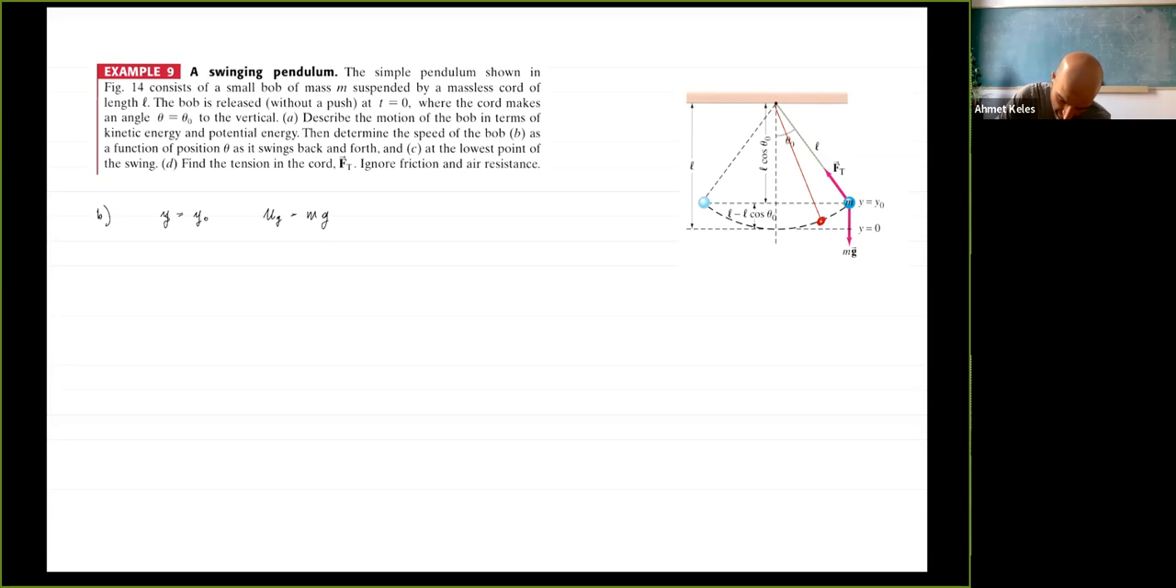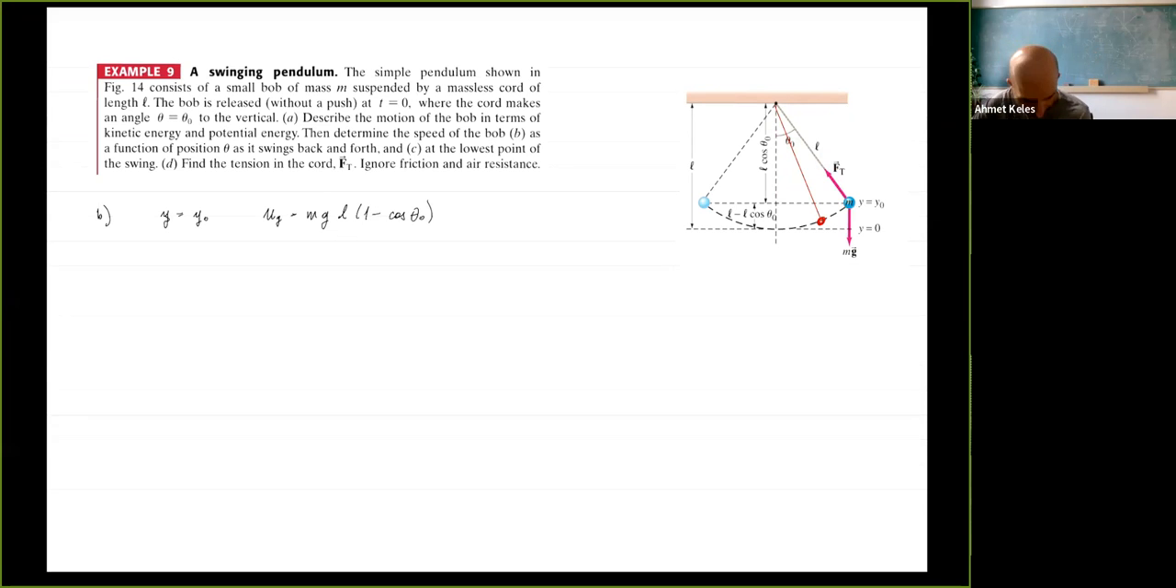Mg y naught, but I think I can calculate it in terms of angle. If this angle is given here, this is L. I can project it to here. This is L cosine theta. And the difference here, L minus L cosine theta, is my net height. So let me write it in terms of this. This is going to be mgL(1 minus cosine theta naught).